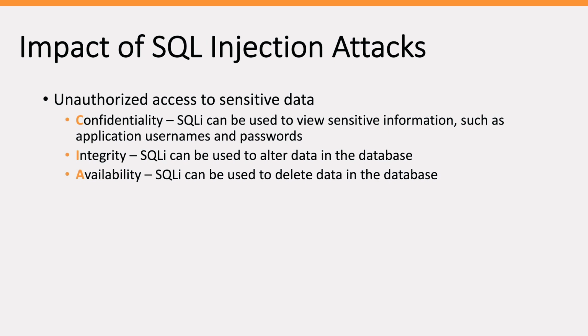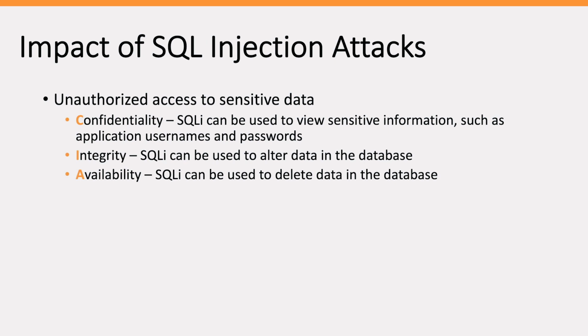In terms of confidentiality, some SQL injection vulnerabilities will allow you to view sensitive information, such as usernames and passwords, so the application's username and password. That's an example of how you impact the confidentiality of an application by accessing information that you shouldn't have access to. In terms of integrity, some SQL injection vulnerabilities will allow you to alter data in a database.